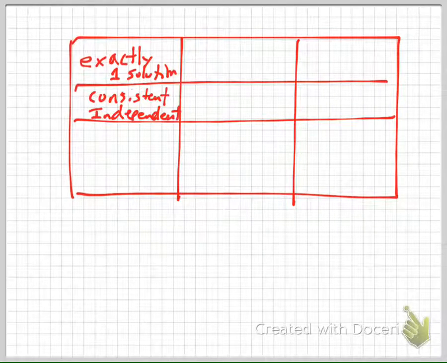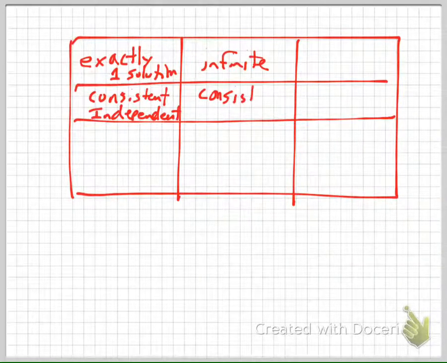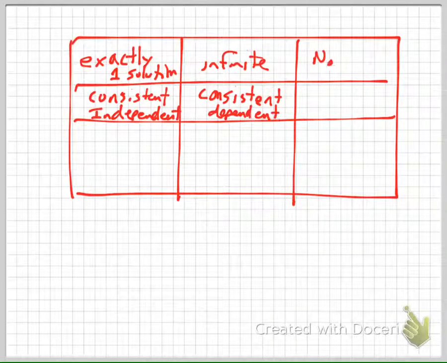One solution, consistent, independent. If there is an infinite number of solutions, which means that they are the exact same line, right? That means it's consistent. Why is it still consistent? Because there's at least one solution, consistent, and this now becomes dependent. Okay? And then if there is no solution, that means the lines were parallel, right? The lines are parallel, no solution. That means they're called inconsistent.